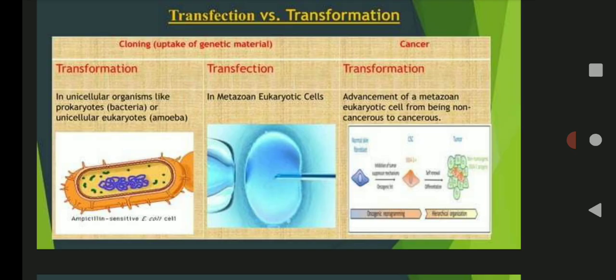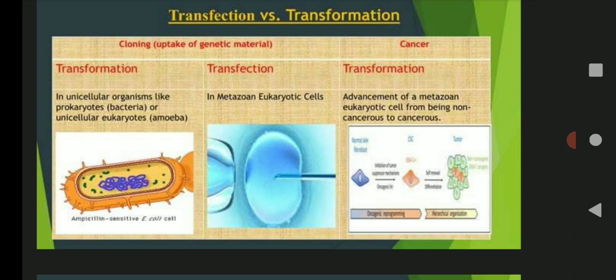Whereas in human cells as well as animal cells, the DNA is transferred to the eukaryotic cell in the metazoan condition, and in advancement of eukaryotic cells, non-cancerous cell to cell transfer takes place by the uptake of DNA from the infection of viruses which are capable of causing cancer, like retroviruses, especially HPV, human papillomavirus. All these are capable of inserting the genetic element, whereby it converts a normal cell into a cancerous cell.